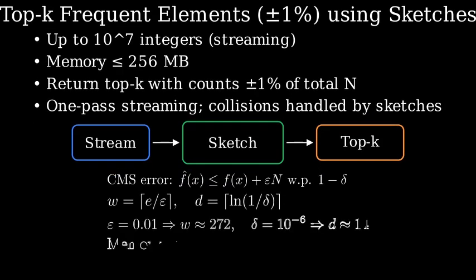Count-Min Sketch gives an overestimate with additive error epsilon times n, with failure probability delta. Width W equals e over epsilon. Depth D equals natural log of 1 over delta. For 1% error, epsilon equals 0.01. Width is about 272. With delta 1 over a million, depth is about 14. Memory equals W times D times counter size.